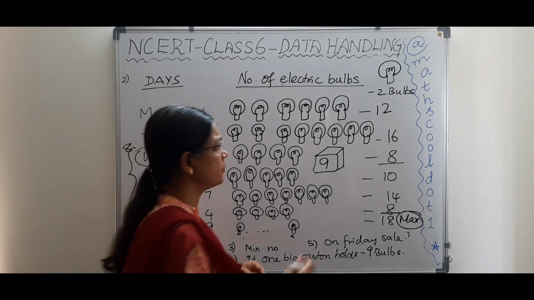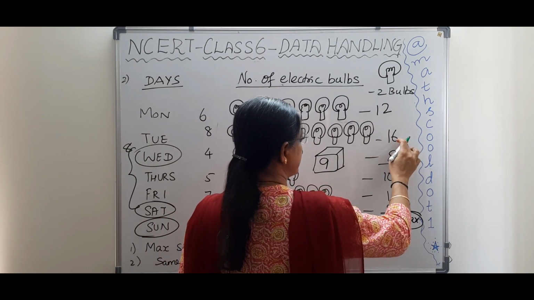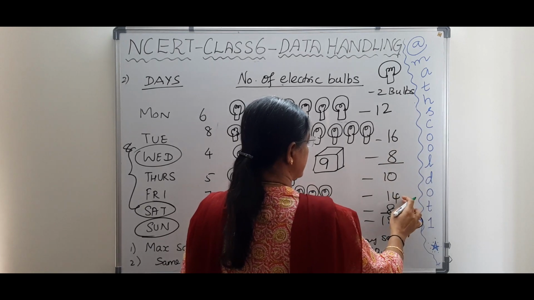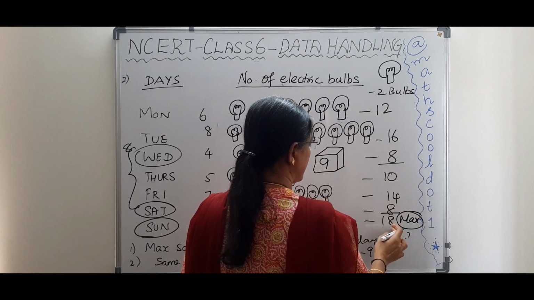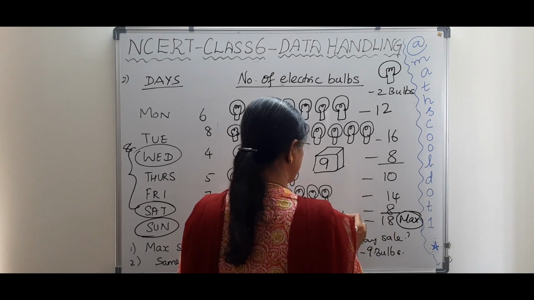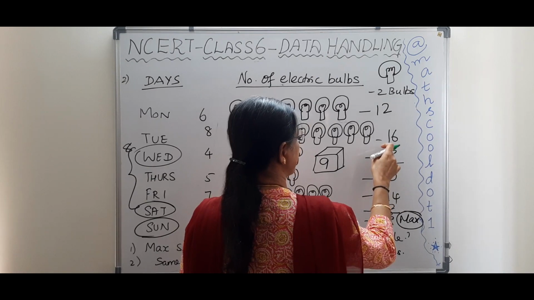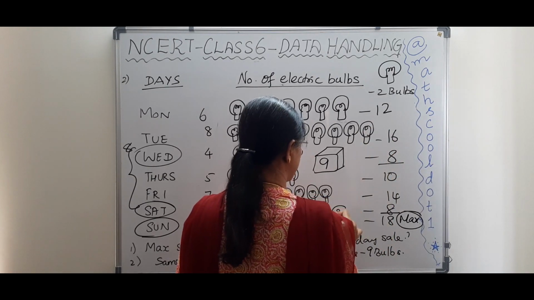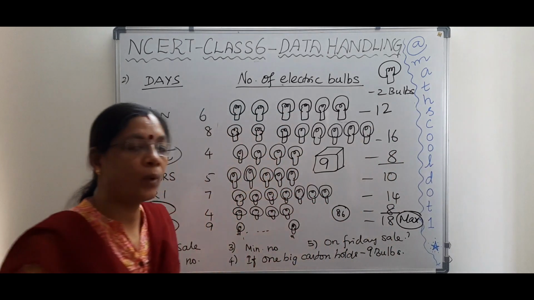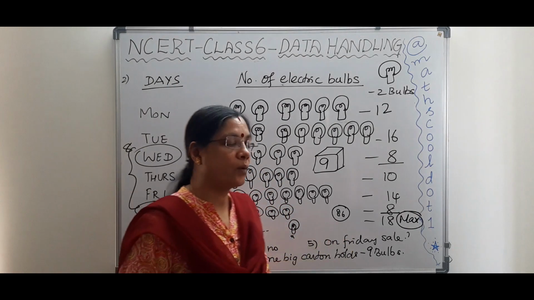So how many cartons do you need? Just check out if I have done it correctly. 2 plus 6 is 8, 8 plus 8 is 16, 16, 20, 28, 28 plus 8 is 36, carry 3, 4, 5, 6, 7, 8. So perfect, 86.